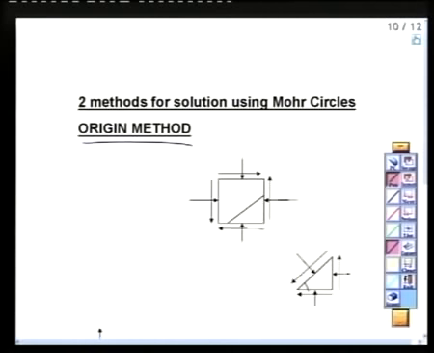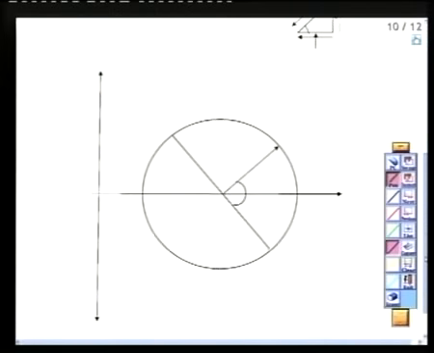Origin method. Origin يعني أصل، مش هيك؟ وأصل الدائرة شو هو؟ مركزها، صح ولا لا؟ The center. That's why we use it. Okay, origin method. Here is the origin method. We will draw a circle like this.